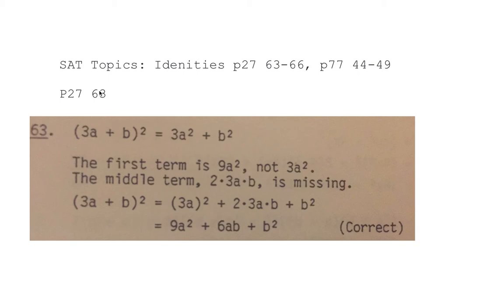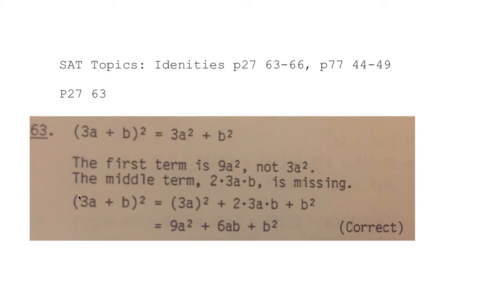So this is just a quick video on the SAT topics identities. And so here you can see that when you square this, when you FOIL this out, you really don't get these two terms. There's a middle term. First, outside, inside, last. You're missing the outside plus the inside.